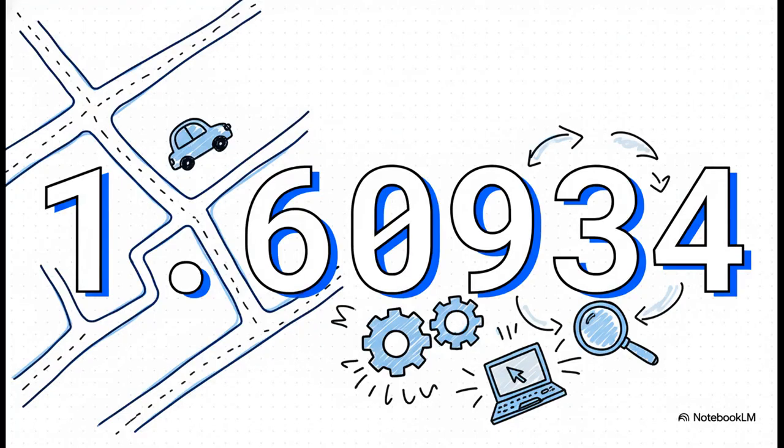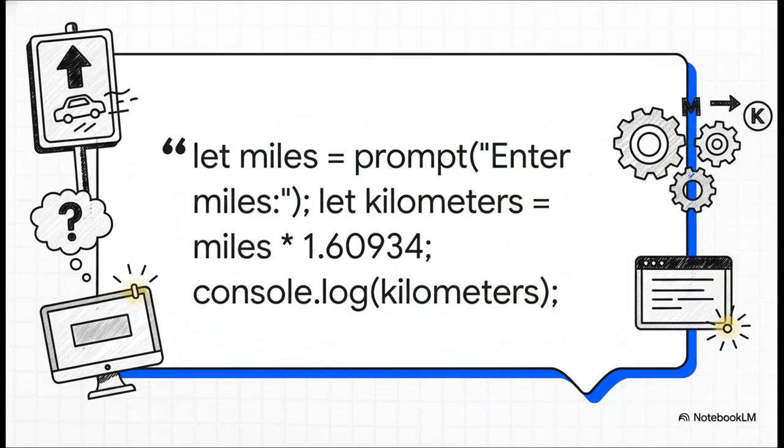To do our conversion, we need one key piece of information, the conversion factor. It turns out that 1 mile is equal to about 1.60934 kilometers. This number right here is the heart of our entire calculation. Now let's translate our plan into code. And you can see how perfectly it matches our logic.